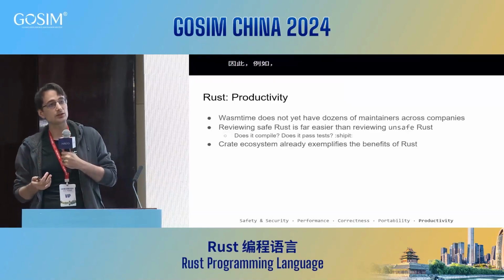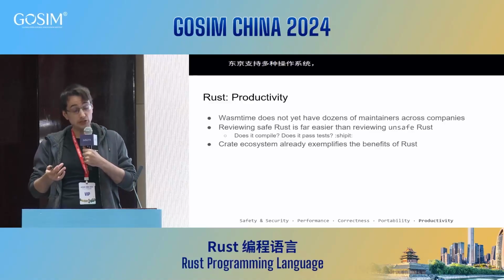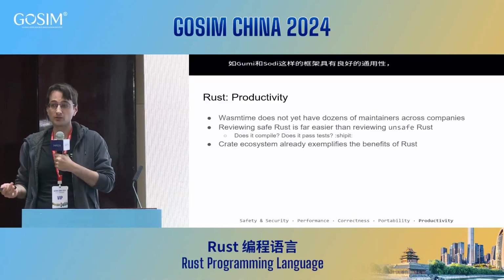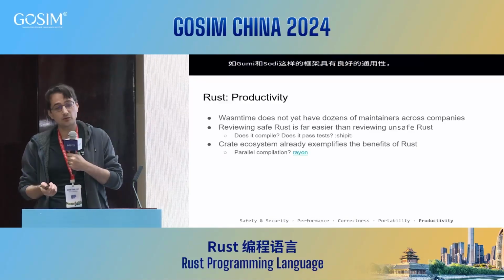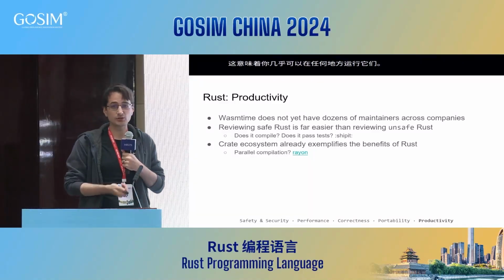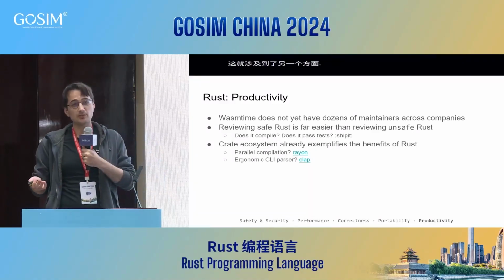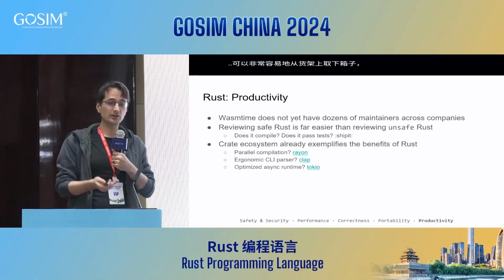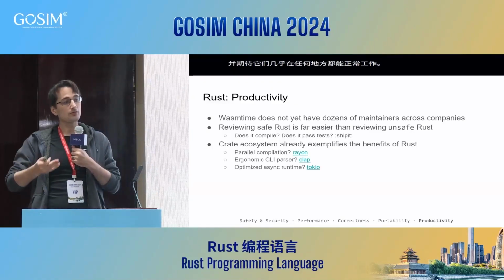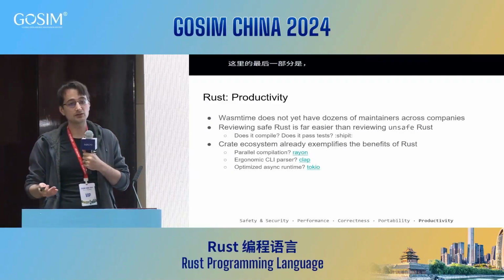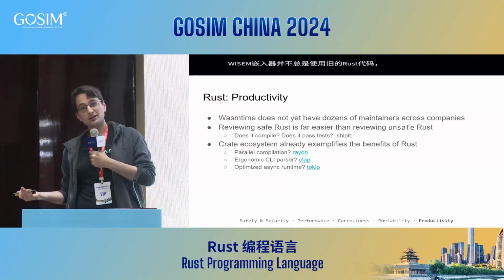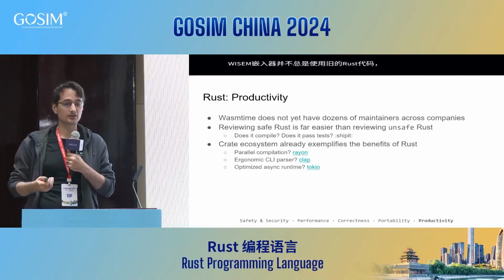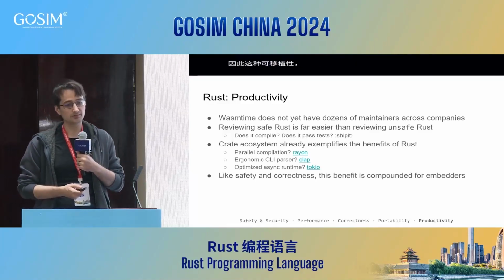Additionally, the crate ecosystem makes us much more productive in the sense of we don't have to rewrite all of these things from scratch. Features of Wasmtime, such as parallel compilation, are just using Rayon. An ergonomic CLI parser is just using Clap. An optimized runtime for host APIs is all using Tokio. All of these are high-quality crates in the Rust ecosystem, which let us focus on the Wasmtime side of things and the Wasm runtime side of things, and not so much these extra fields.